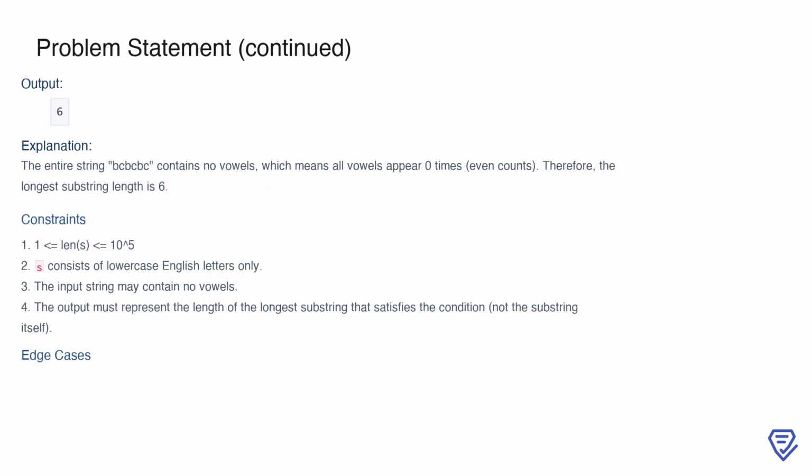Now consider the third example, where the input string is BC. The output here is 6. This is because the entire string contains no vowels at all. When there are no vowels, their counts are all 0, which is even. Therefore, the entire string is the longest valid substring, and its length is 6. This example highlights that strings with no vowels automatically satisfy the condition, regardless of their length.